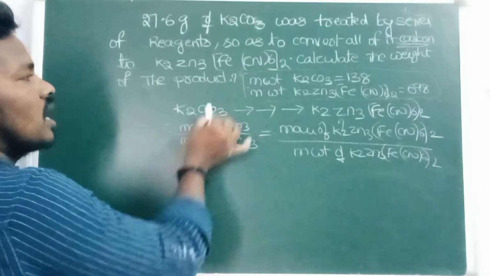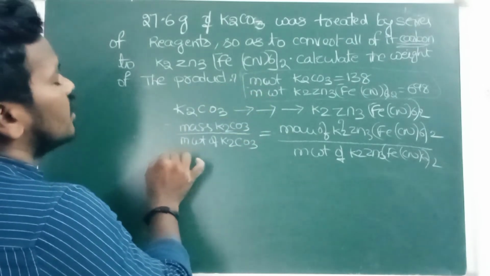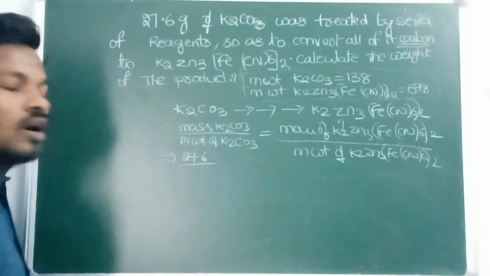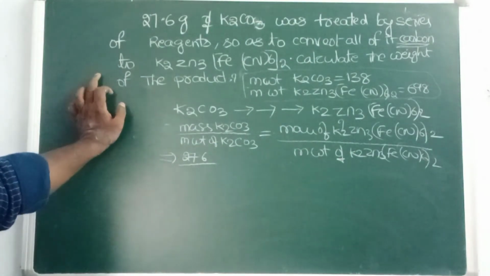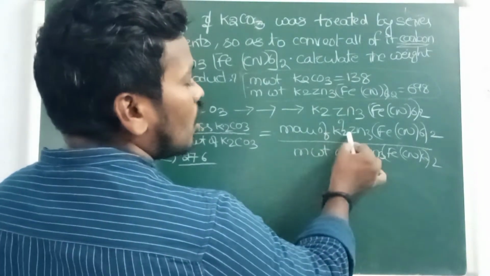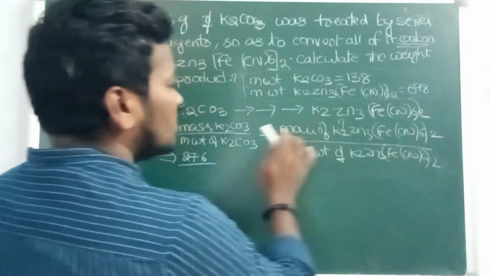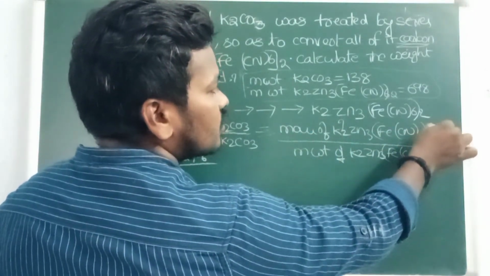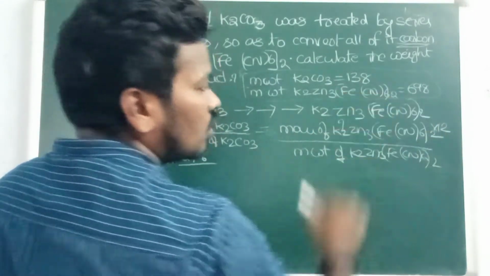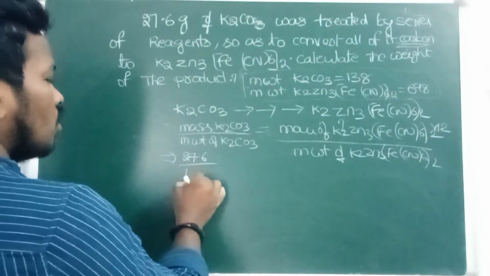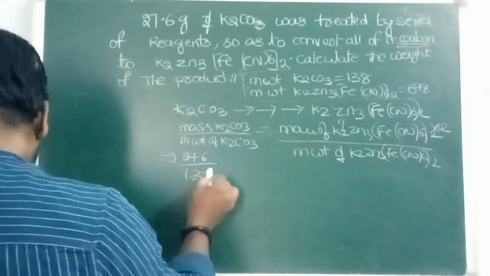Mass of K2CO3, already they have given. How much have they given? 27.6 grams they have given. In the question, if you see, 27.6 grams, and the molecular weight they have given. So here mass of how much? Since we are applying POAC, just remember that we have to multiply the whole equation with 12. Why? Because 12 carbons are there. Just you have to remember this. So what is the molecular weight? 138 is the molecular weight.